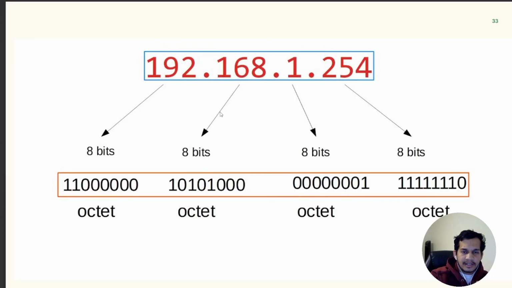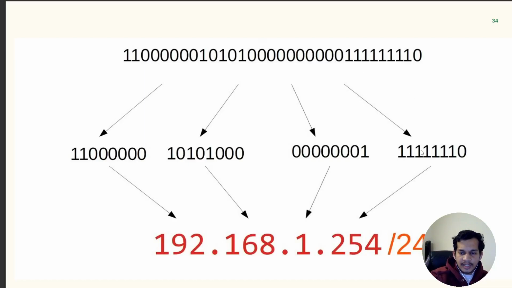So basically they are divided into 4 octets. This 192 is the first octet, 168 is the second octet, the third octet is 1, and the fourth octet is 254. Coming to the next part, what is /24? /24 means the first 24 bits, 8 threes are 24, like 192.168.1, the first 3 octets, and then the remaining 32 minus 24 is 8 bits, those belong to the host.